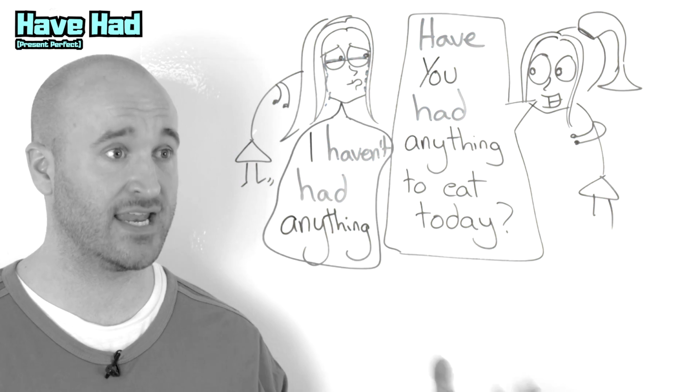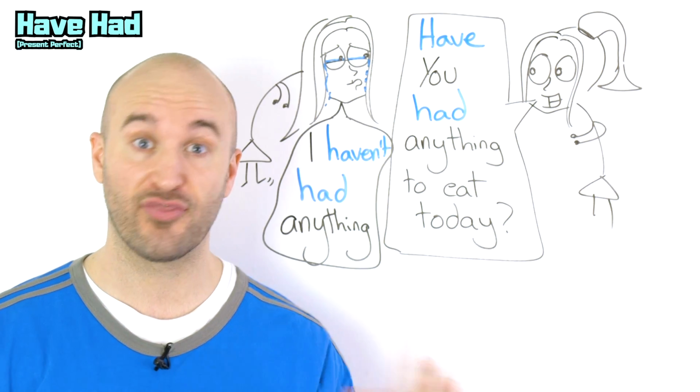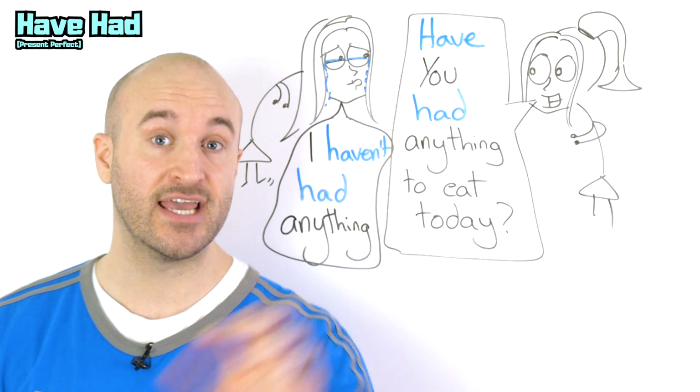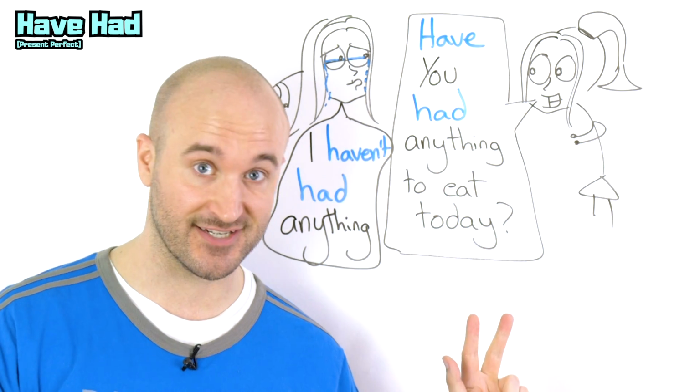I haven't had anything. Haven't had. That's the negative. Remember, he, she, it hasn't had. When you start talking about the details, you're talking about specific things, specific times. Then you change to past simple.